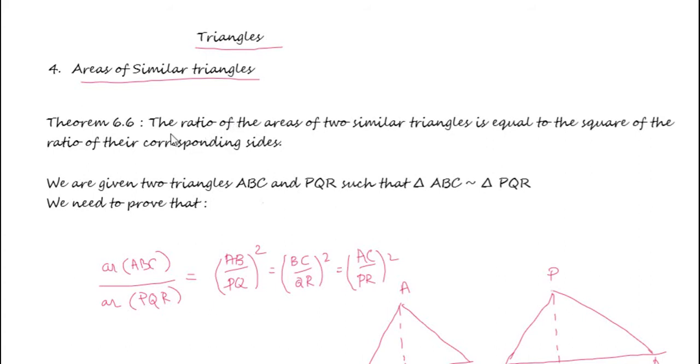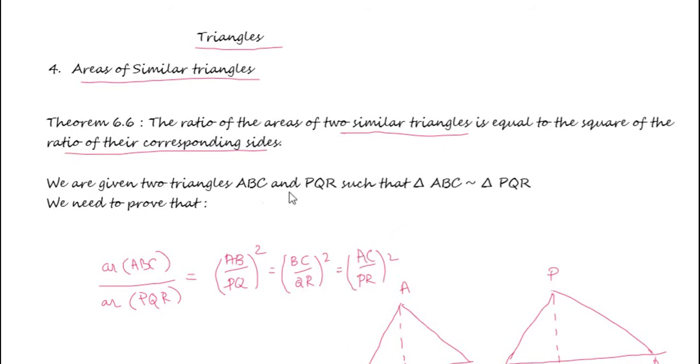sides. What it states is the ratio of the areas of two similar triangles is equal to the square of the ratio of their corresponding sides. It means if the given two triangles are ABC and PQR, then area ABC divided by area PQR equals AB by PQ whole square equals BC by QR whole square equals AC by PR whole square.